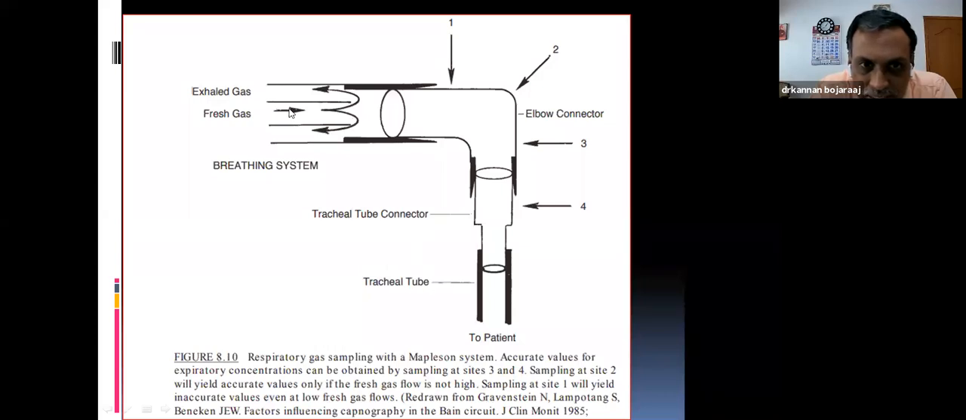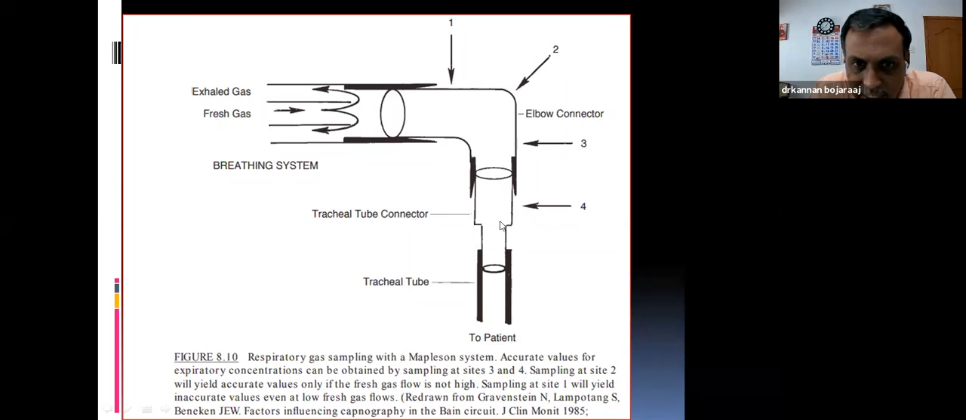During expiration, the gases from the fresh gas flow and the exhaled gases from the patient go to the exhalation limb, I mean the reservoir limb. And what happens? The fresh gas flow is very high. If you put the probe at this place, you cannot get the correct reading. Measurement is not adequate.